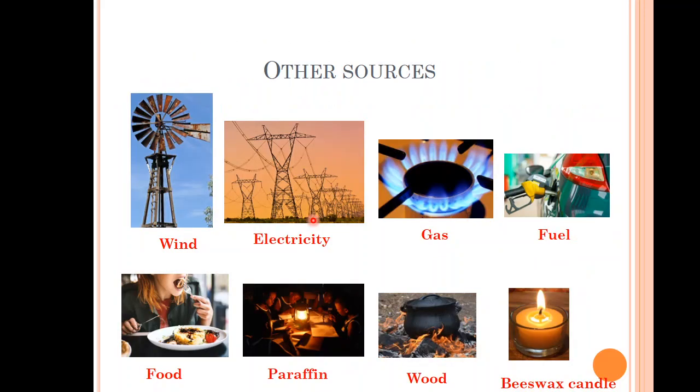There are other sources of energy. It can be wind, electricity that is generated, or fuel, the gas. We can use a gas to cook our food, fuel to fill up our car, and then we'll be moving around with our cars. This is also a source of energy.